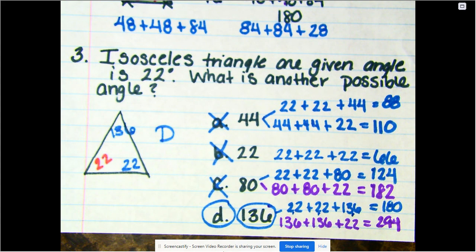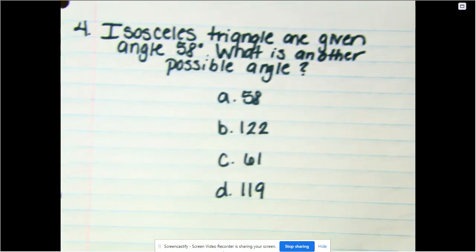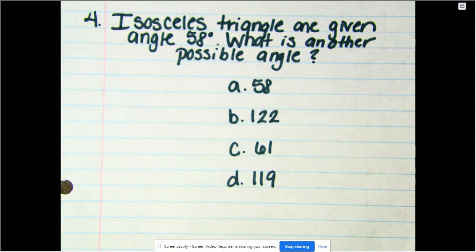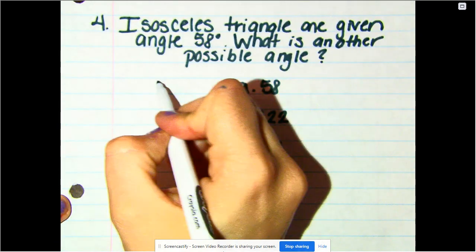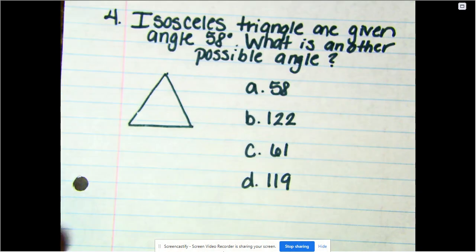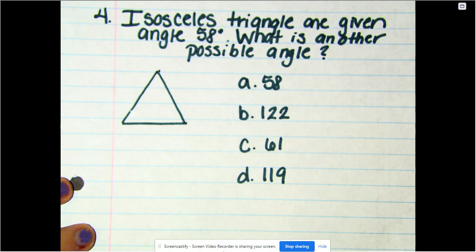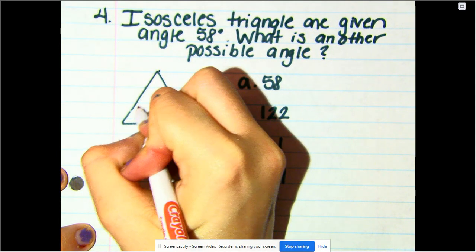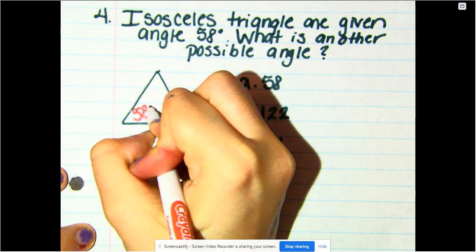Okay, number 4, same concept. I'm going to go ahead and draw a picture because you know I'm a visual person. Just for warning, it's not drawn to scale. So, isosceles triangle. I'm given one angle, and that angle measurement is 58. Let's just stick 58 in there.